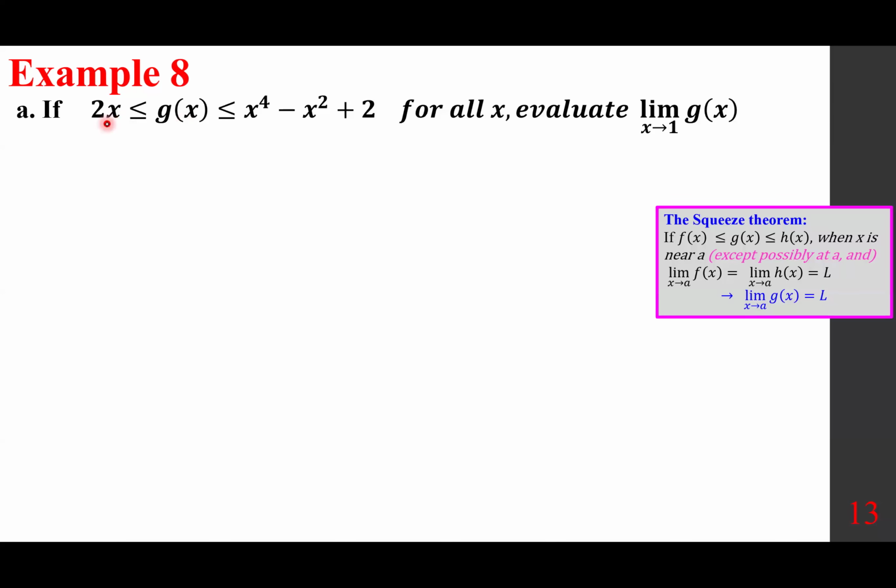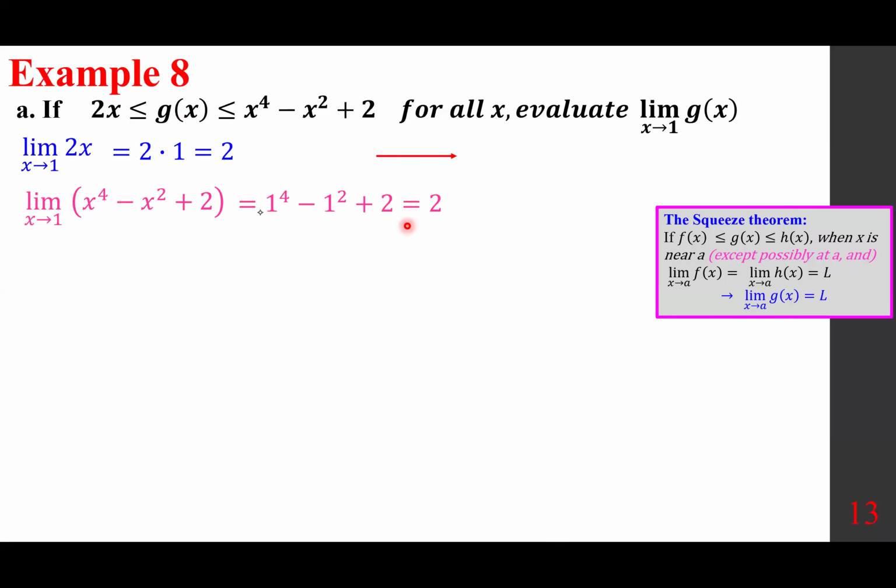So let's take the limit of this one as x approaches 1, and clearly the answer is 2. Let's do the same thing here. So 1 to the power of 4 is 1, minus 1 squared is 1. They cancel each other. The answer is 2. And because they are identical, the limit of g of x must be the same by the squeeze theorem. You have to mention the squeeze theorem. You can't say this limit is equal to 2 and you're done. You have to write by the squeeze theorem.